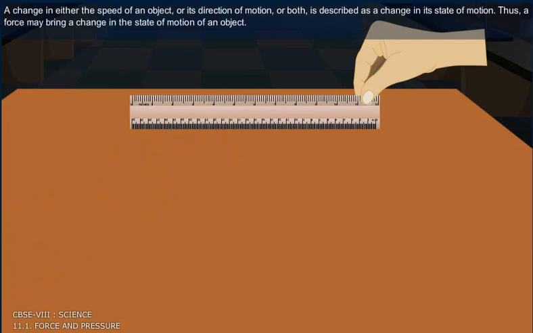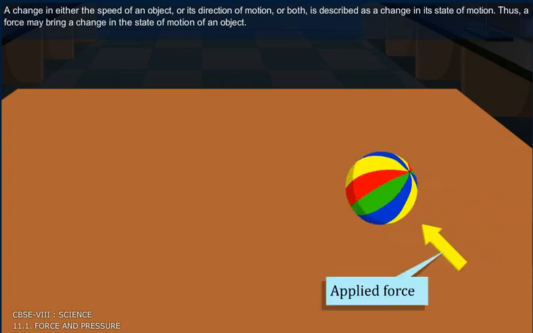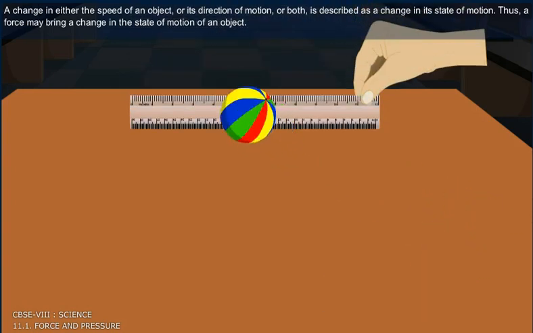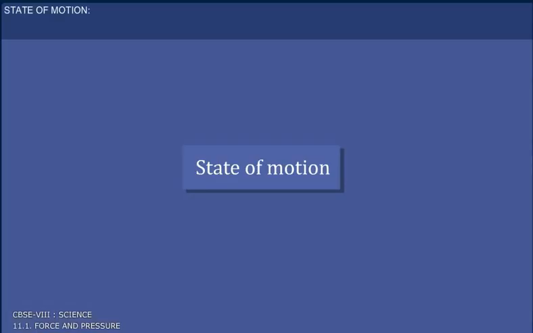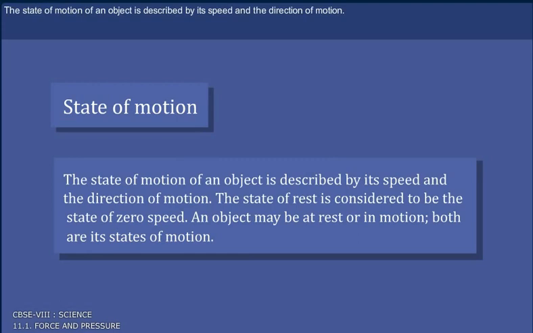A change in either the speed of an object or its direction of motion, or both, is described as a change in its state of motion. Thus, a force may bring a change in the state of motion of an object. State of motion: the state of motion of an object is described by its speed and the direction of motion. The state of rest is considered to be the state of zero speed. An object may be at rest or in motion. Both are its states of motion.